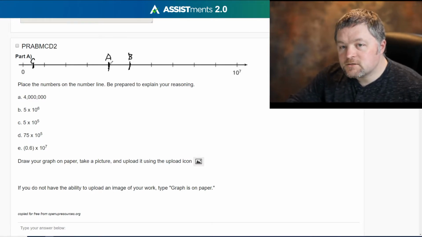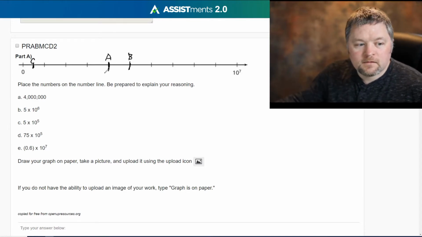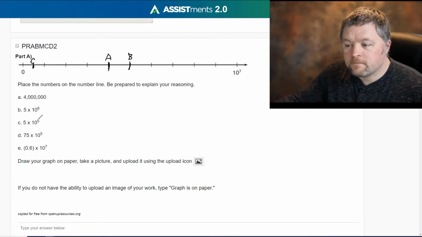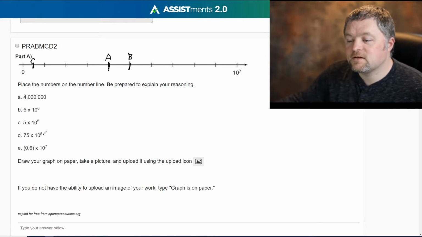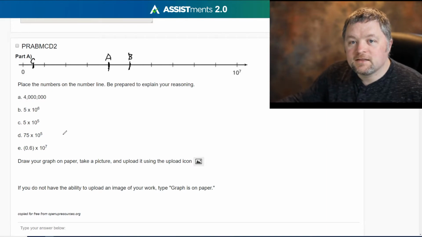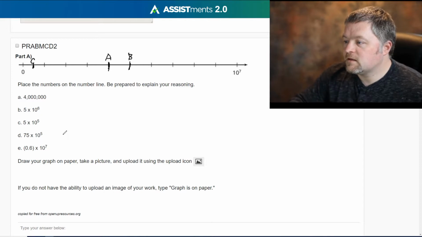So the next one, this is also 10 to the power of 5. However, this one being 10 to the power of 5 is 75 times 10 to the power of 5. If we add 5 zeros after this, that's going to give us 7.5 million. This was 5 million, 6 million, 7 million and a half.